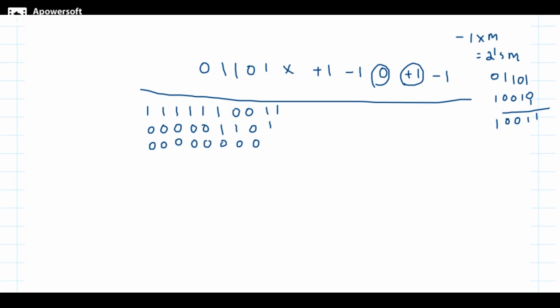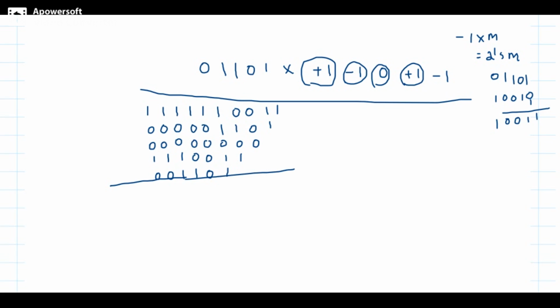Once again the next bit is minus 1 into m. Minus 1 into m in the sense 2's complement of m. So that is 1, 0, 0, 1, 1 with sign extension of 1s. So the last pattern is plus 1 into m, so I can write 0, 1, 1, 0, 1 with 0s. So now we need to add the entire partial products.